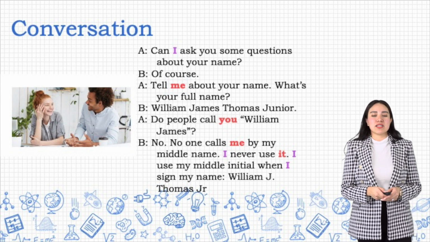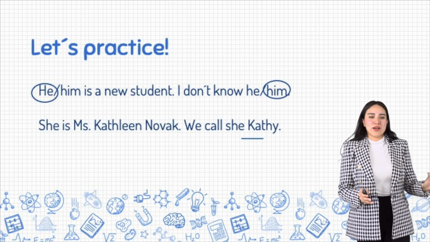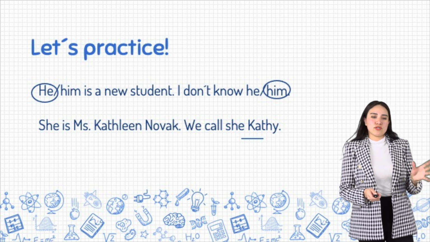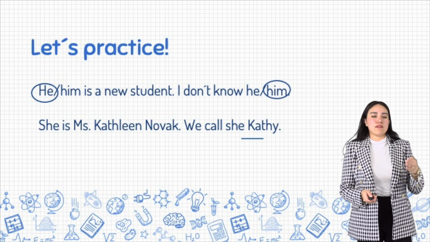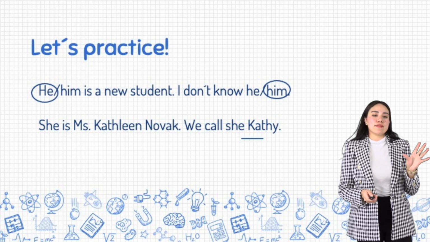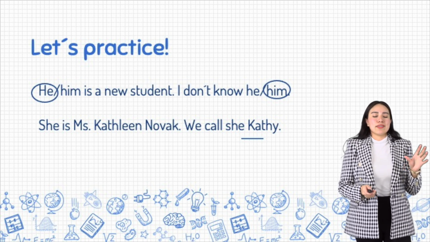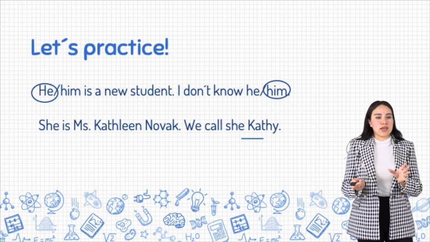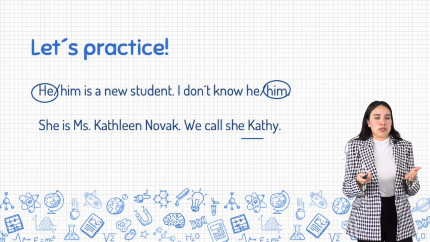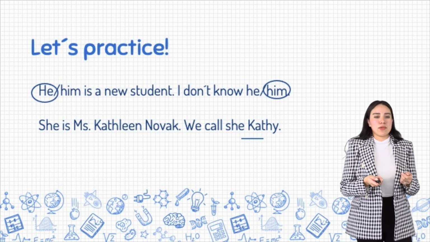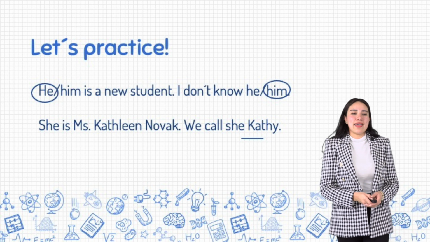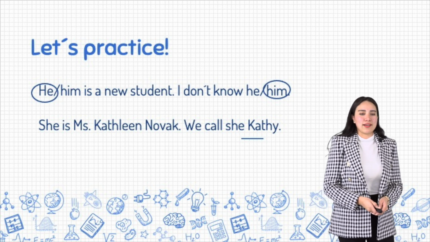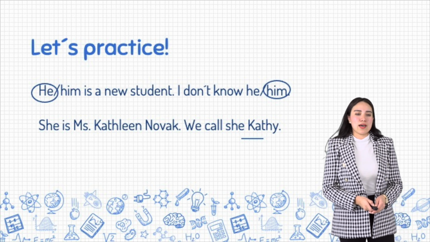"I use my middle initial when I sign my name: William J. Thomas Jr." Okay, now we're gonna practice with these keywords. First we have "he." We have two options: the first option is "he" and another option is "him." So we're gonna identify the correct option here. In this case, he is receiving an action. We're going to use the word "he" or "him." So remember, we're going to use "he" because he is doing an action. And so we have that result.